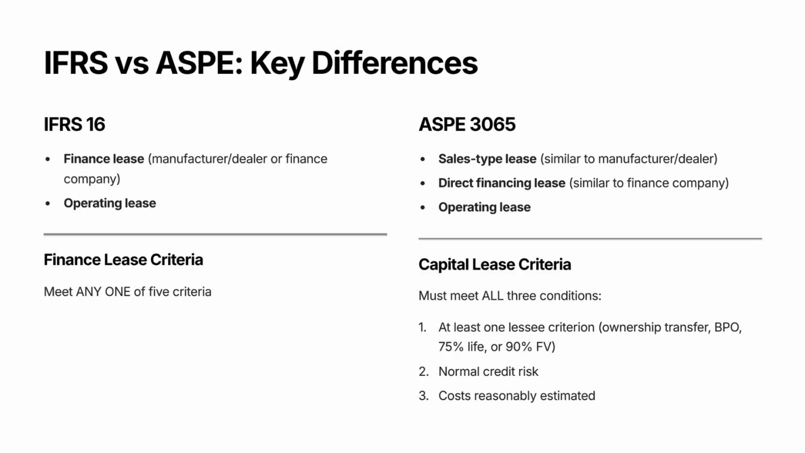Under ASPE, a lease is capital finance only if it meets all of these conditions. 1. It meets at least one of the lessee criteria: transfer of ownership, BPO, 75% of life, or 90% of fair value. 2. The credit risk is normal. And 3. Non-reimbursable costs can be reasonably estimated. If these aren't met, it's an operating lease.